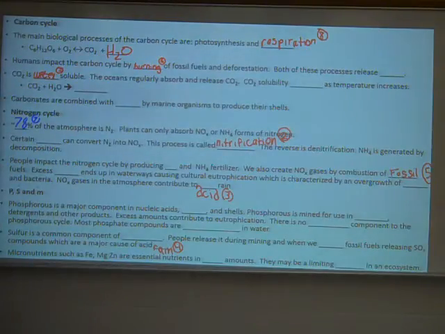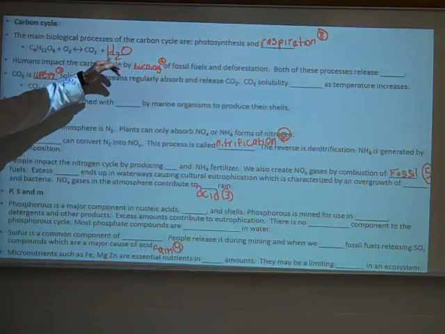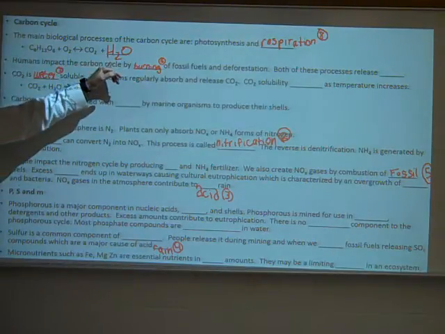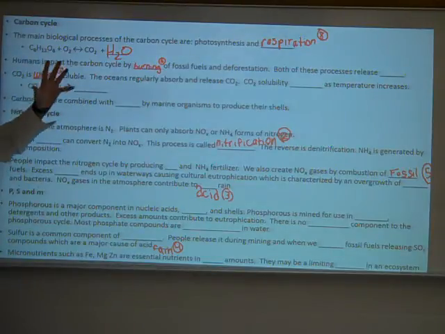So now look at it going this way. Which process is it going this way? Photosynthesis, right. The exact same equation reversed.